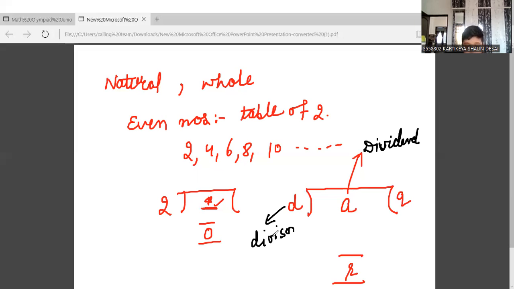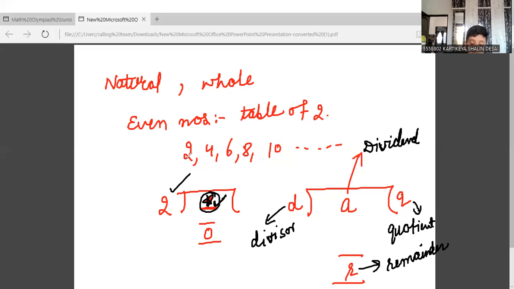Now, what is this? This is called divisor, and this is quotient and remainder. So from now onwards, I'll not say this number, I'll say dividend. So we write a dividend here and the divisor is 2. If we are getting remainder as 0, then this dividend is called an even number. Is it fine?